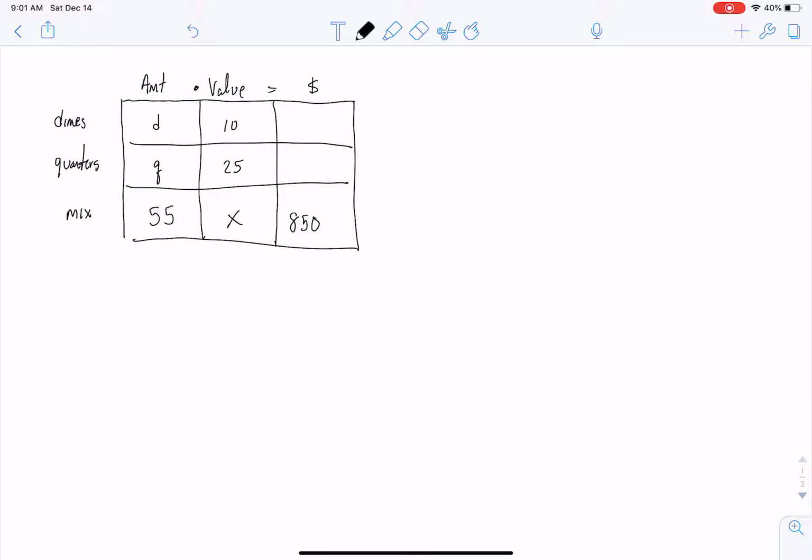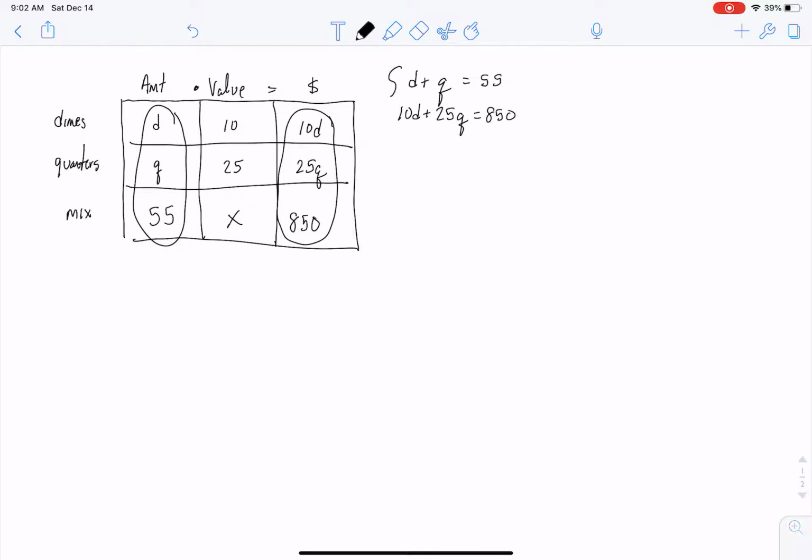And now we multiply across. So this is 10D, and this is 25Q, right? And the equations come here, right? There's the first equation. There's the second equation. So the first equation is D plus Q equals 55. And the second equation is 10D plus 25Q equals 850, right?